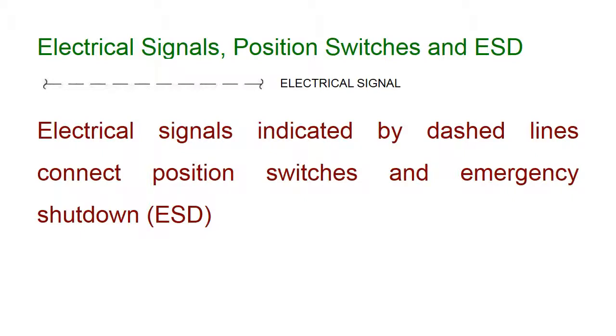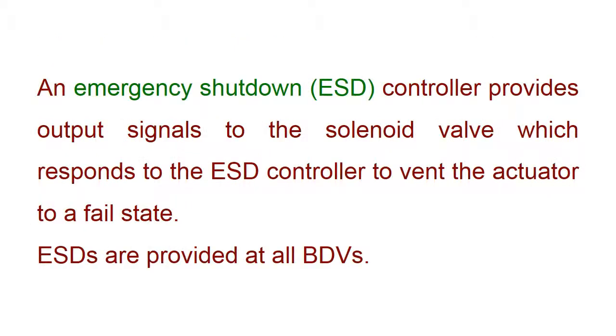Electrical signals, position switches, and ESD. Electrical signals indicated by dashed lines connect position switches and emergency shutdown, ESD. An ESD controller provides output signals to the solenoid valve, which responds to the ESD controller to vent the actuator to a fail state. ESDs are provided at all P&IDs.